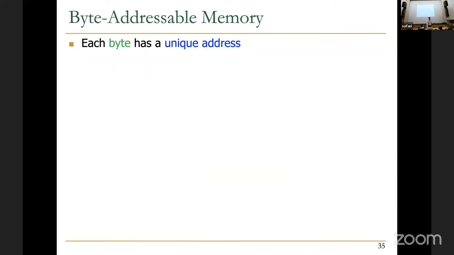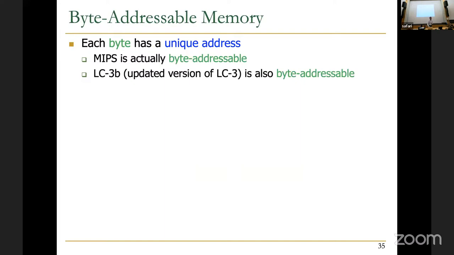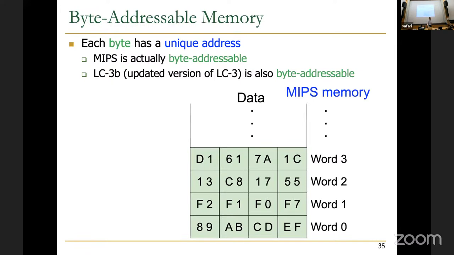Okay, so let's take a look at the byte addressable version of this. Each byte, in this case, is a unique address. MIPS is actually byte addressable, as I said. LC3B is also byte addressable. That's an updated version that we will see briefly. So it looks kind of like this, basically.